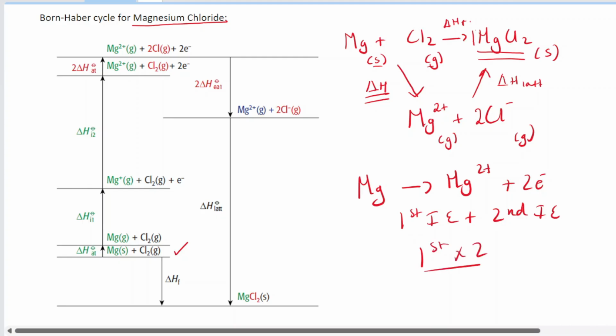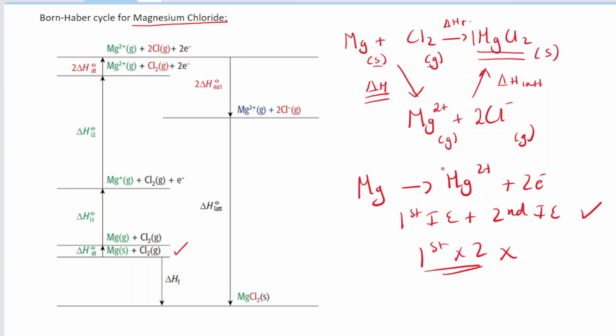I've seen some people make this mistake, and this is wrong. Don't do the first ionization energy times 2. This is 2 electrons being removed, so this actually takes place in 2 steps. The first step is Mg becoming Mg+, and then Mg+ becoming Mg2+. So you have to take the first ionization energy plus the second one, right?